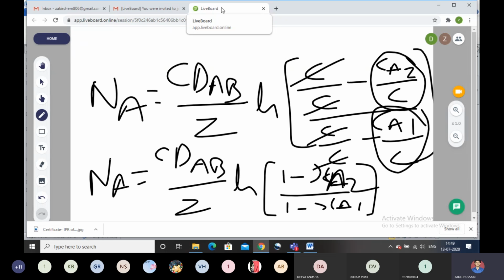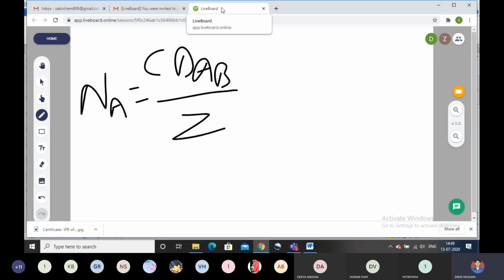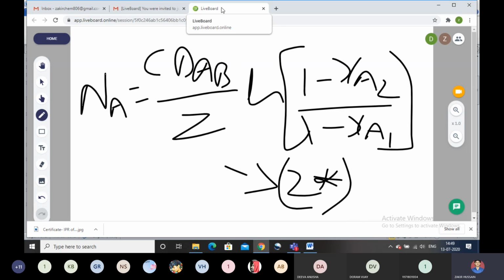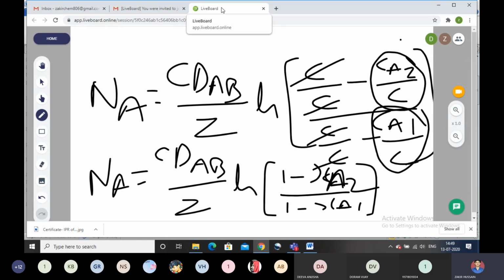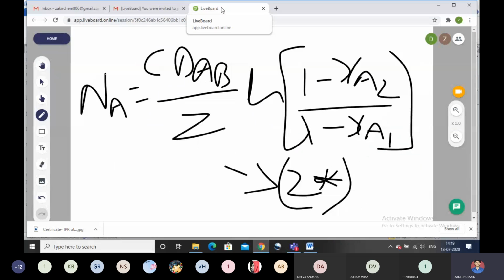I am writing this equation once again so that we can put a star on that one. So Na is equal to C dAB by Z ln 1 minus XA2 by 1 minus XA1. This is 2 star. When we remember these two equations, we can use them directly in problem questions and solve directly. Otherwise we have to derive. So I am putting the 1 star and 2 star on them. This equation is very important, and 2 star is also very important.